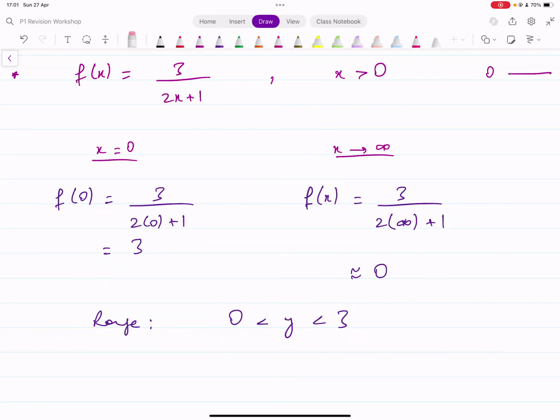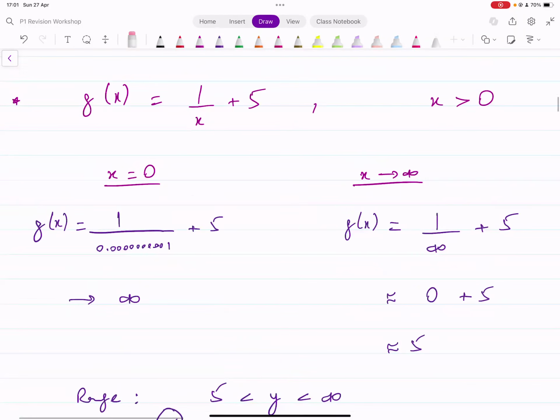What about 0? Why are we not putting an equal to sign with this? Because when the denominator is infinity, the value is very close to 0, but it does not become equal to 0. So we don't put an equal to sign with 0 as well. We say the range is just between 0 and 3 like this, and that's our final result.